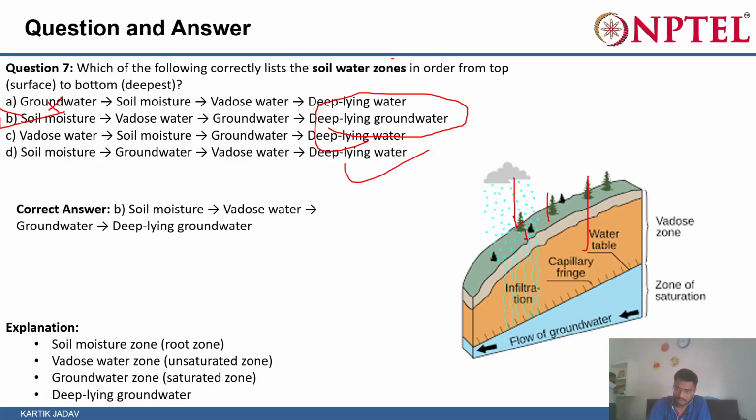The entry of water is known as infiltration. This infiltration causes soil moisture in the soil root zone. Then we have the vadose zone, right? This entire vadose zone, then we have groundwater. And if it further goes down, then the deep lying groundwater.